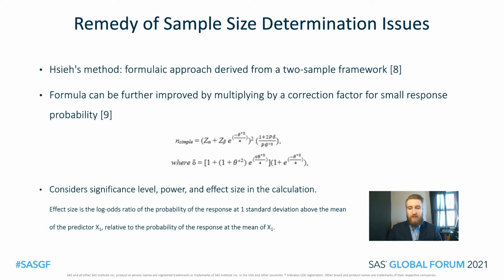And this formula is nice in that it actually considers significance level, power, and effect size in the calculation. And the effect size in this case is the log odds ratio of the probability of the response at one standard deviation above the mean of a continuous predictor x. And that's going to be compared relative to the probability of the response at the mean of that variable x.